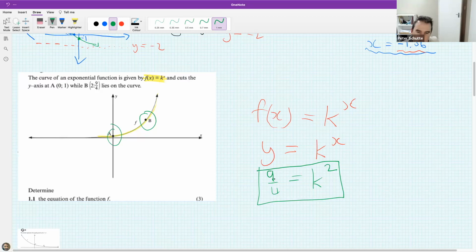But now I still want to get that k value by itself. Can anybody else suggest something to help me? How do I figure out what this k value is?